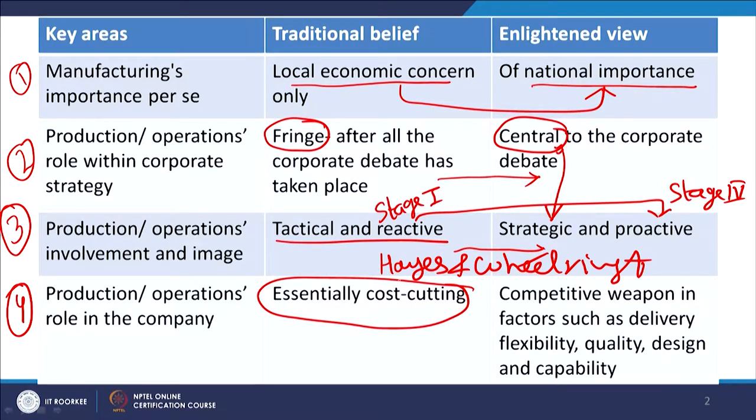People started discussing, and all through our literature and our practices with respect to the role of operations in the organization, the focus was only on cost cutting. So that was the only order winner or qualifier we were expecting from operations. But nowadays, in our enlightened view, in our strategic view, we consider that cost cutting is only one part of operations. It is in fact used as a competitive weapon for delivery flexibility, quality, design capabilities. So there are many more things which organizations can achieve by using operations appropriately.